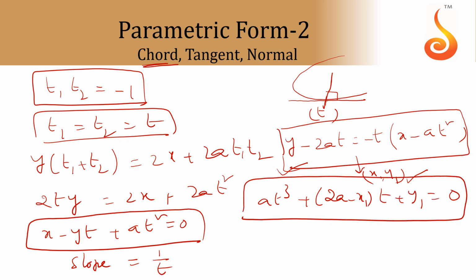This cubic equation is telling you that there can be a maximum of 3 normals which can pass through (x1, y1). So using the theory of equations, if the roots are t1, t2, t3, you know that t1 plus t2 plus t3 is 0 here. t1 t2 plus t2 t3 plus t3 t1 equals (2a minus x1) by a. t1 t2 t3 will be y1 by a. So we can say that the maximum number of normals which we can draw, or which will pass through a given point, will be 3 for a parabola.